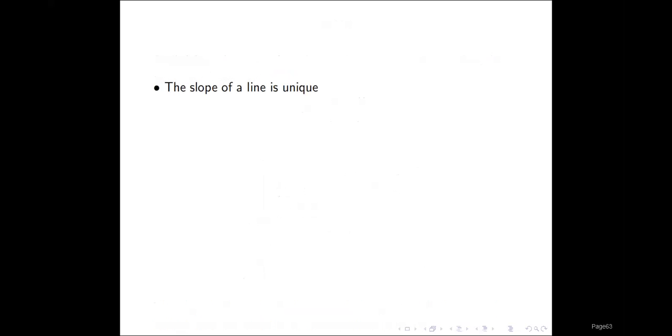Now, just some observations here. As I have mentioned a while ago, the slope of a line is unique, meaning it doesn't matter which 2 points you choose on the line. As long as, of course, you are given collinear points. Then you just pick any 2 and then use those 2 to compute the slope of the line.